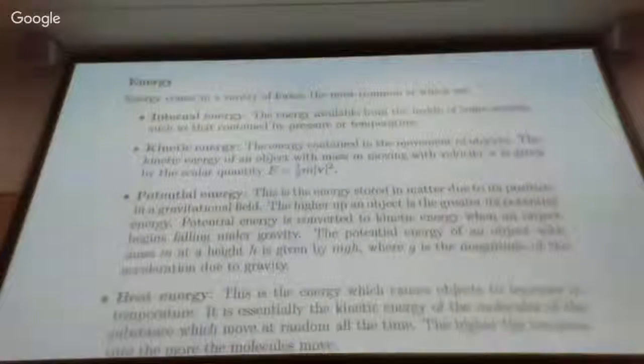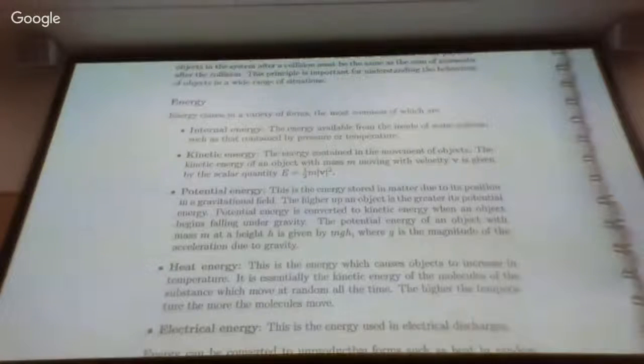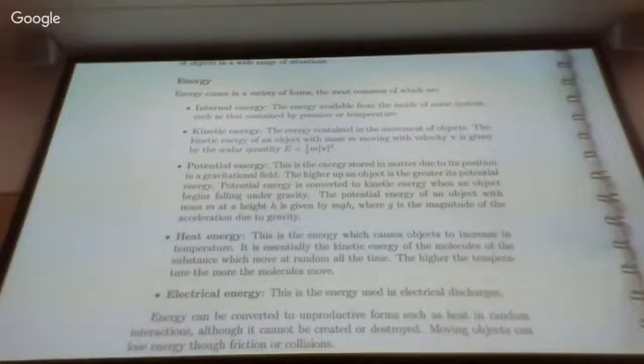Then we have the concept of energy. And energy can come in a variety of forms. Two important ones for us are kinetic energy and potential energy. Kinetic energy is the energy that an object has due to its motion. And that's given by this important expression: half times the mass times the square of the magnitude of the velocity, equals a half m speed squared. Okay, so that's the energy that an object possesses due to its motion.